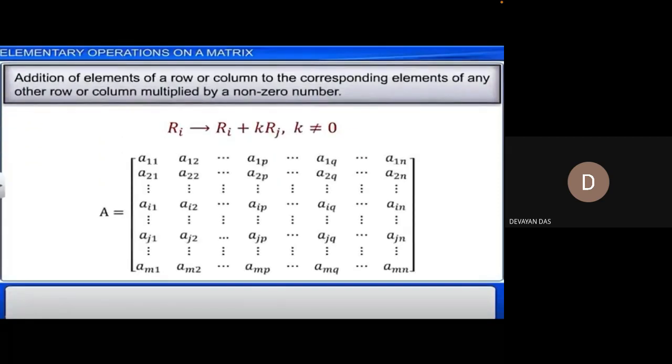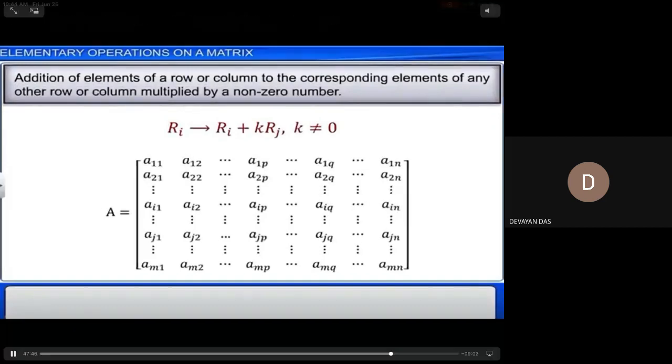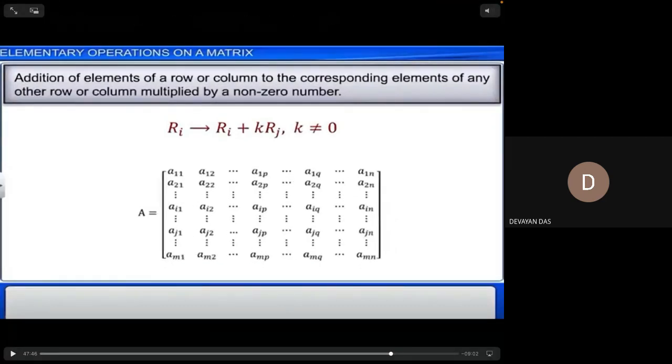Can anyone tell me, in this situation, when it transforms, the second element of the ith row will be transformed to what number? What number will come?